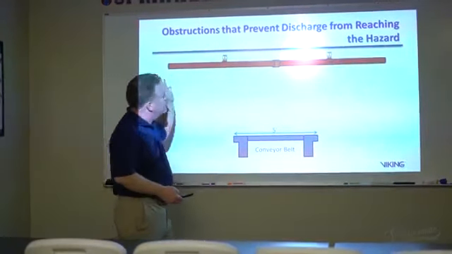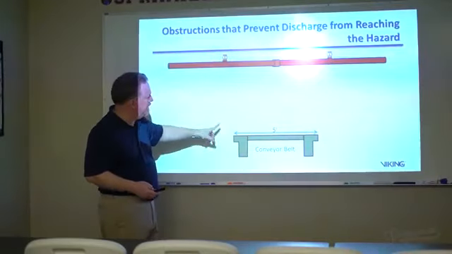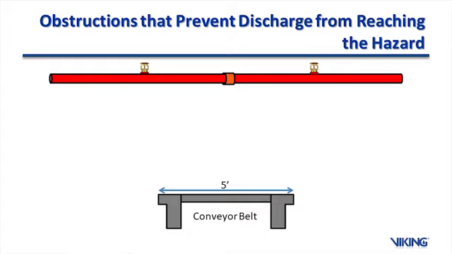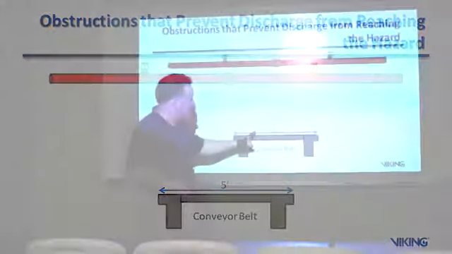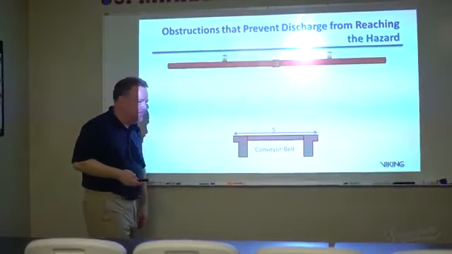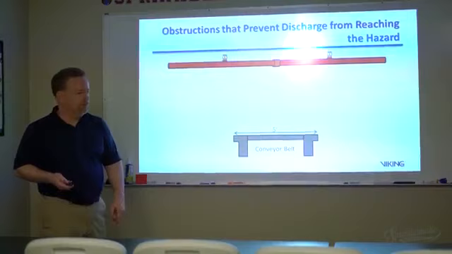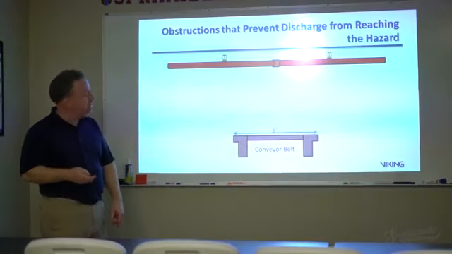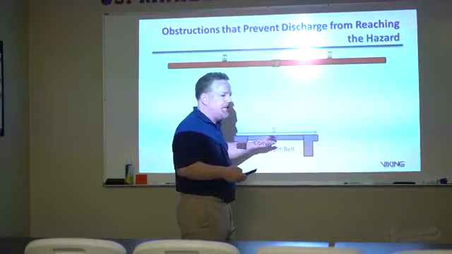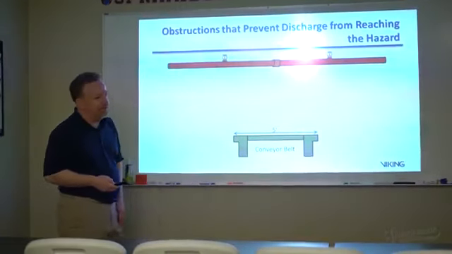Okay, so obstructions that prevent discharge from reaching the hazard below. If I've got my sprinklers up above here, and again, we're standard spray pendant and upright only so far, and I've got a 5-foot obstruction down below, what's the maximum? 4 feet, 48 inches. So I would need to figure out how I'm going to provide protection underneath there.